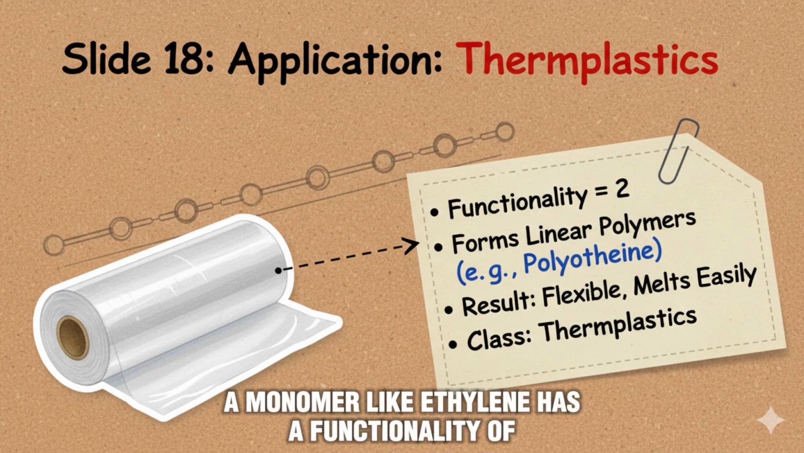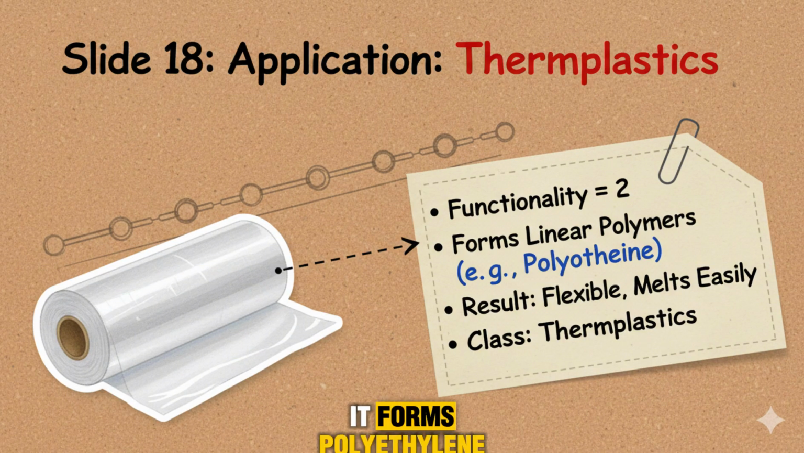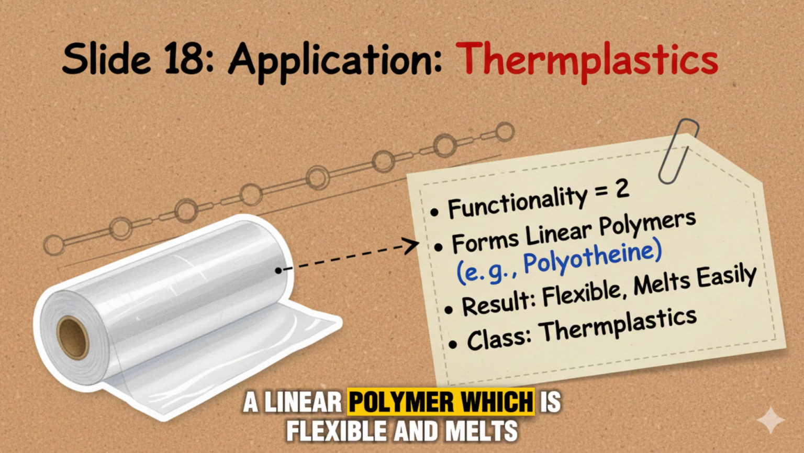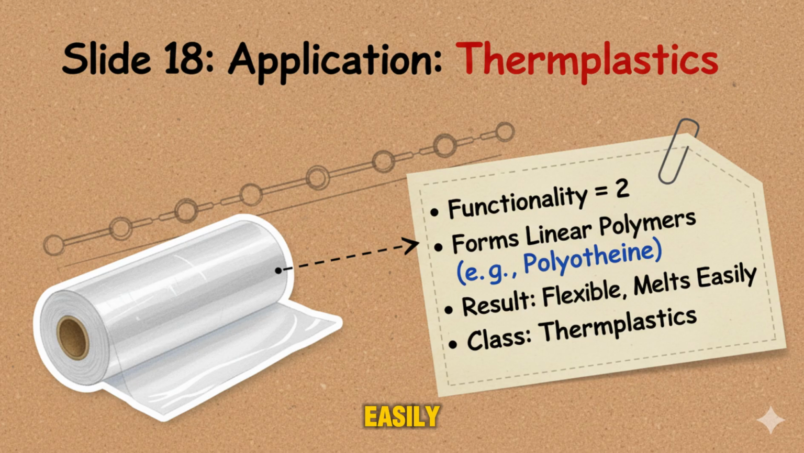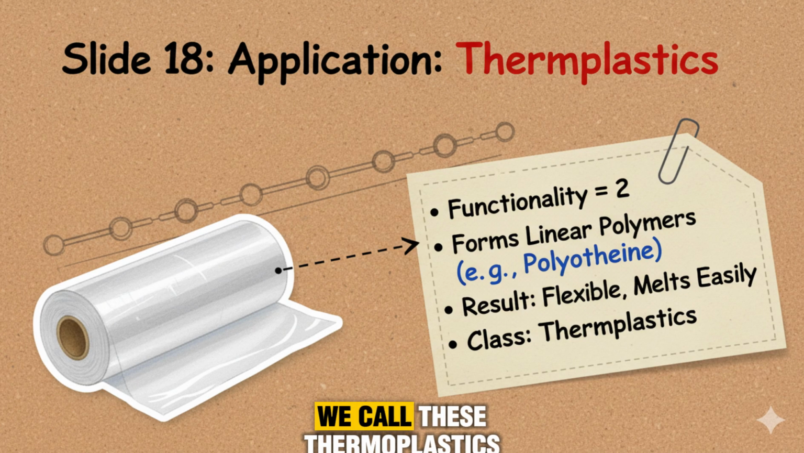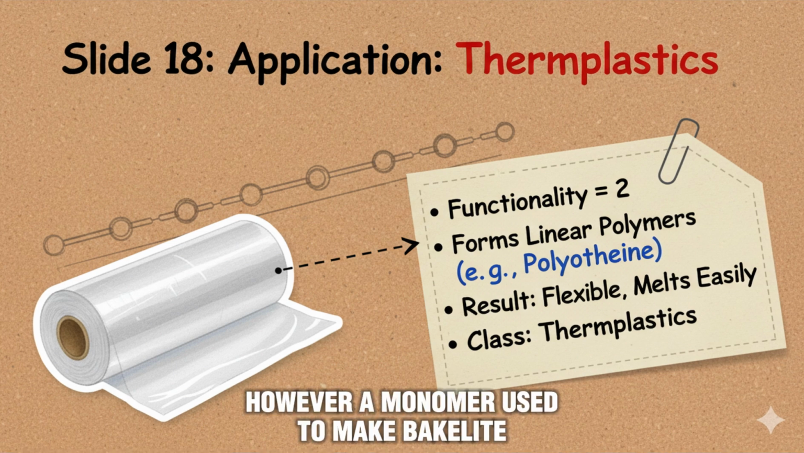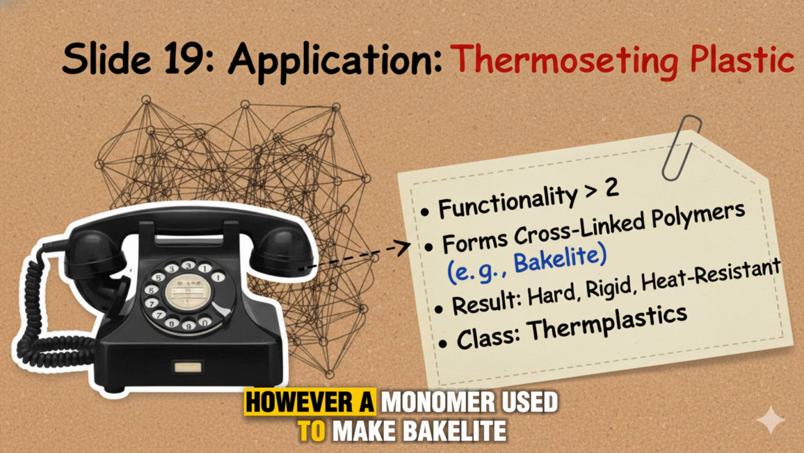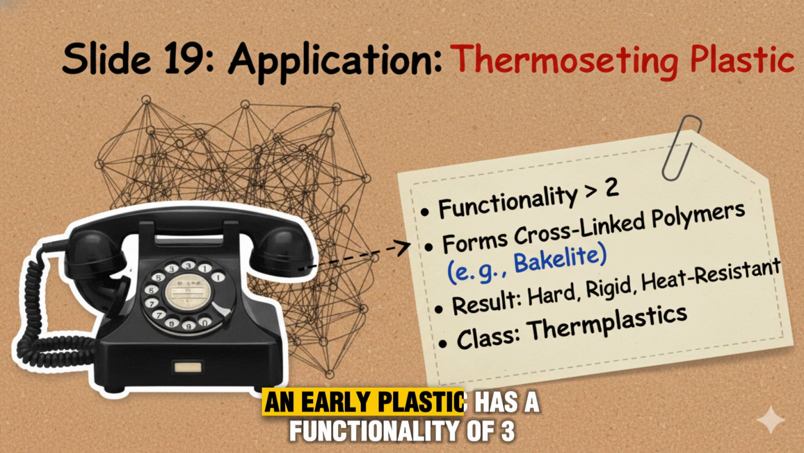A monomer like ethylene has a functionality of 2. It forms polyethylene, a linear polymer, which is flexible and melts easily. That's why we use it for plastic bags and food wrap. We call these thermoplastics.